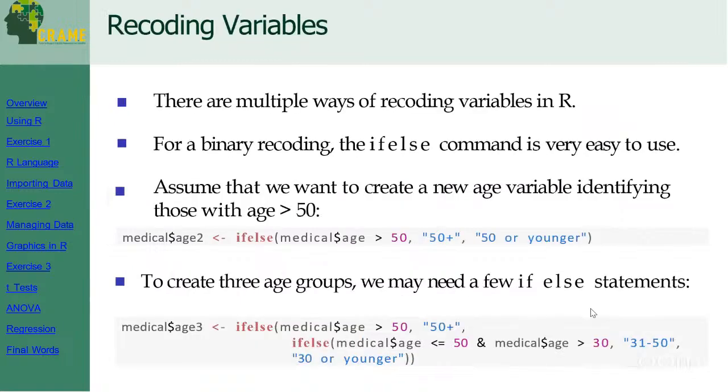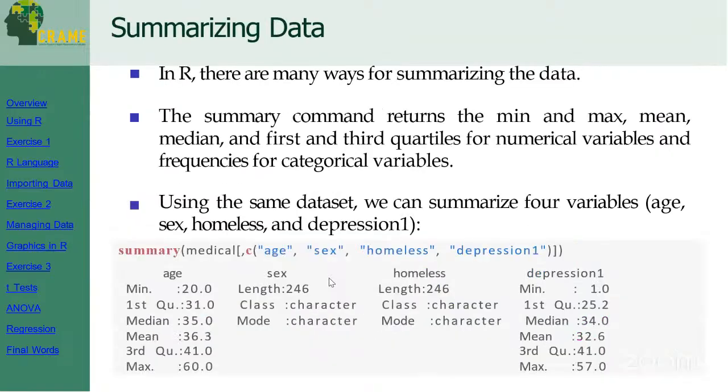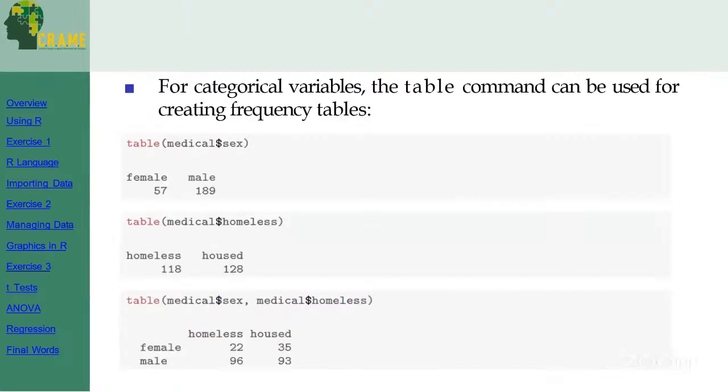with these codes, right? Recoding variables: medical, if else medical age is less than 50, then 50 plus or 50 or younger, and you can save it as medical age 2. So there are many things which you can bring from the data, right? And you can prepare the data frame, the data set, a subset of the data set as per your convenience. So that's what I would like to tell you here with these examples.